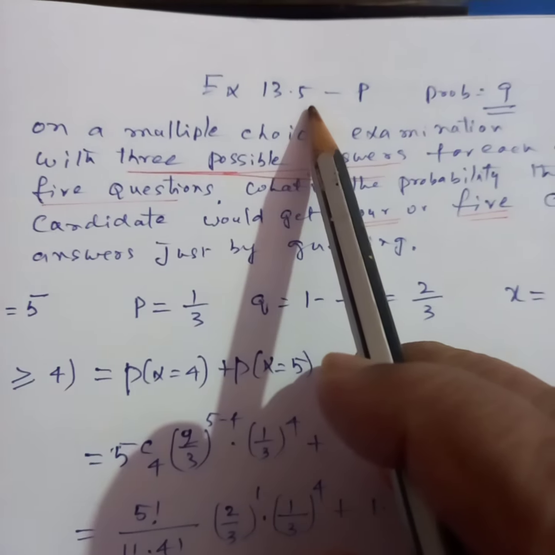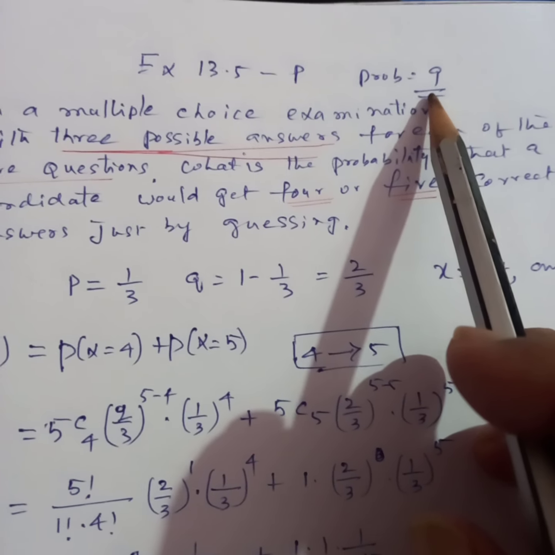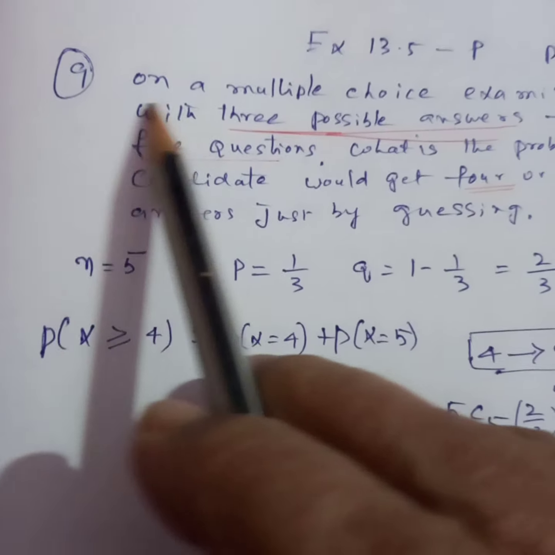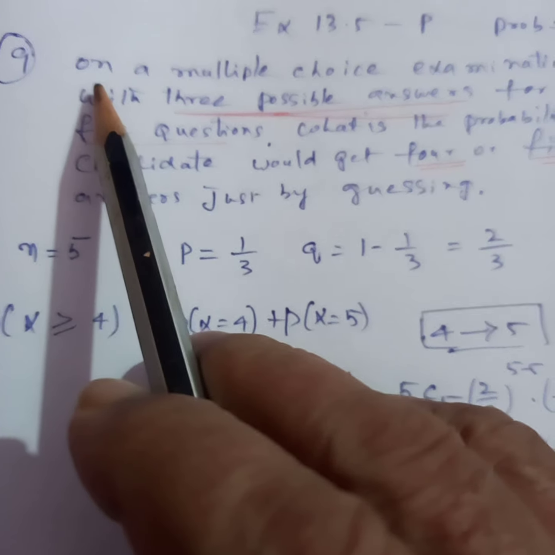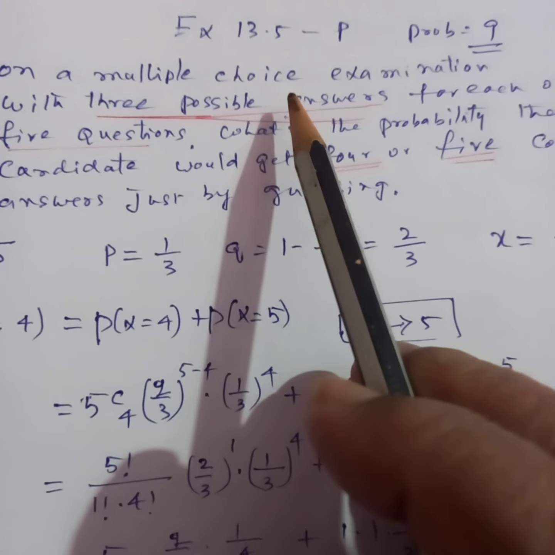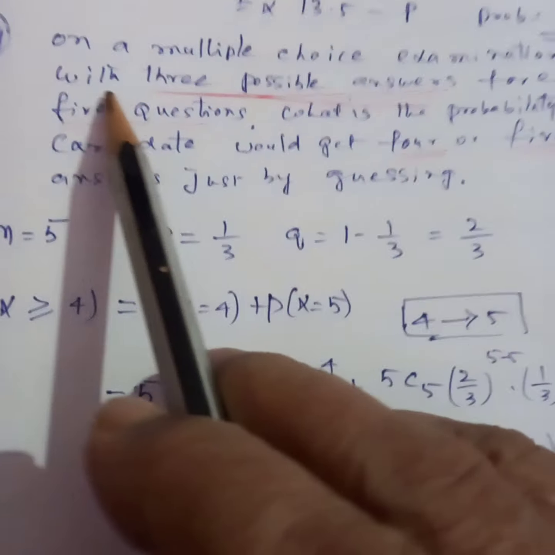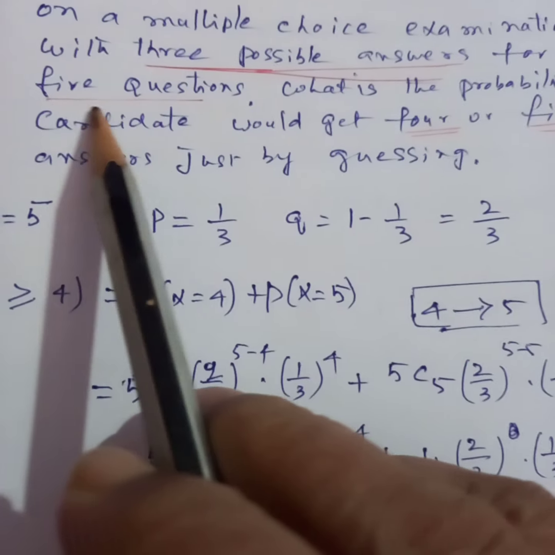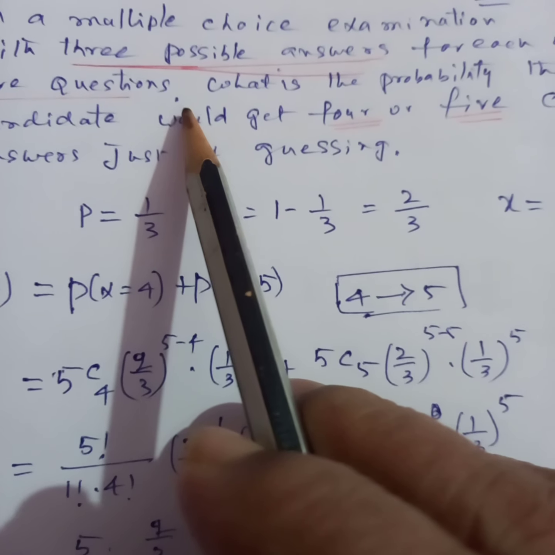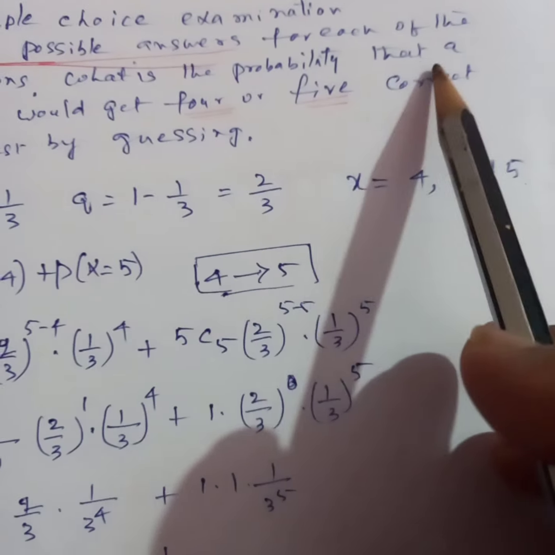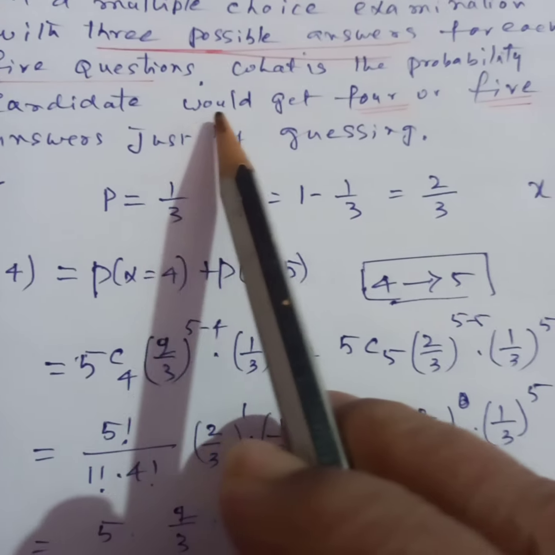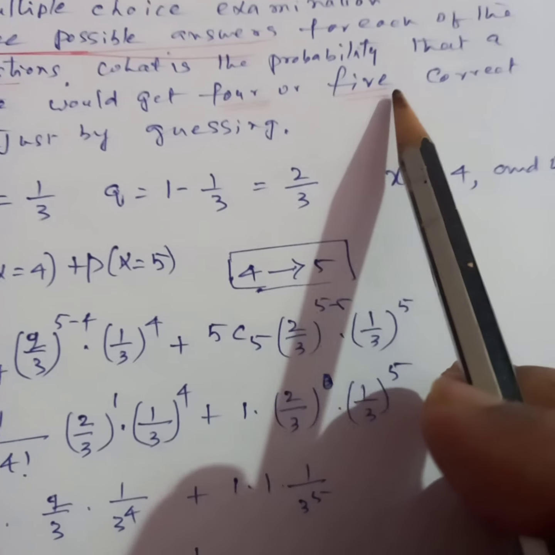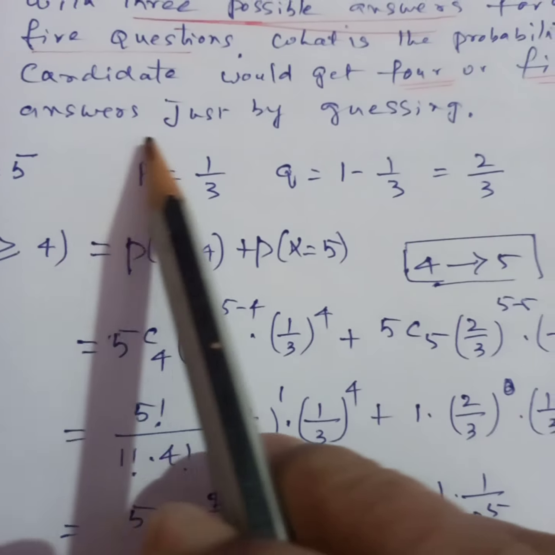Exercise 13.5, problem number 9, chapter probability. So, ninth question. On a multiple choice examination with 3 possible answers for each of the 5 questions, what is the probability that a candidate would get 4 or 5 correct answers just by guessing?